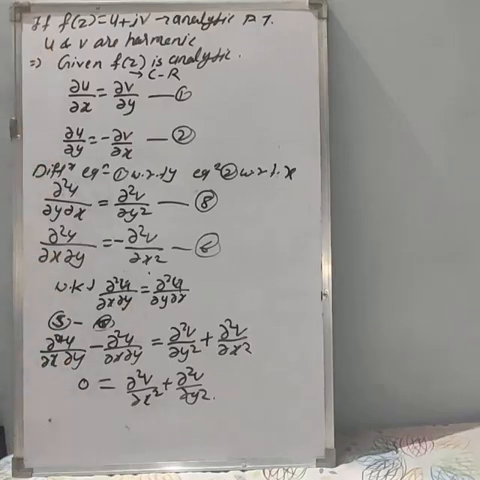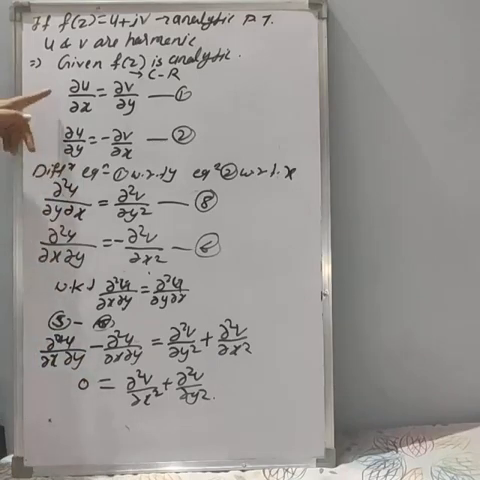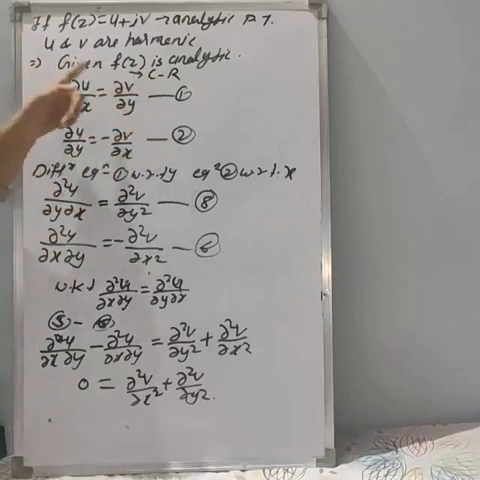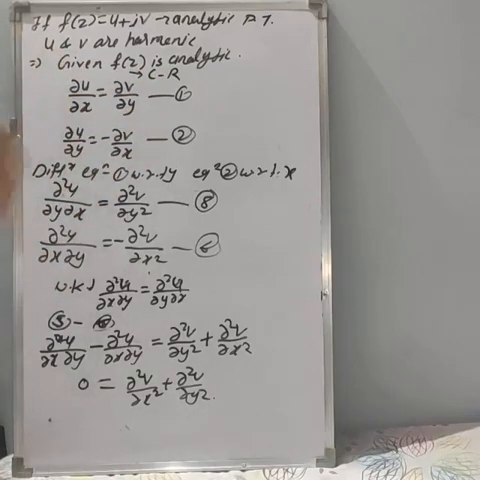So f(z) is equal to u plus iv, and we have to prove u and v are harmonic functions. To prove that, we have to show u and v satisfy the Laplace equation. Using the CR equations, because f(z) is analytic, it must satisfy the CR equations. Using these two CR equations, we prove this result. That is the required result.